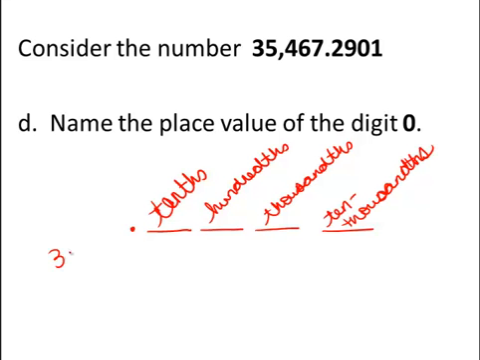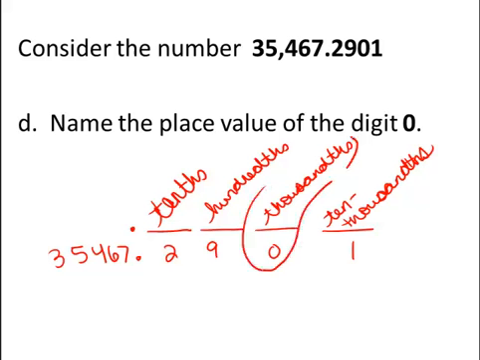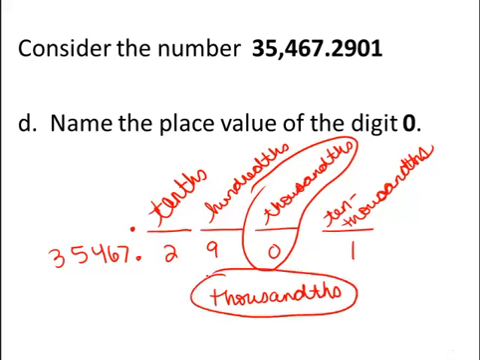We'll line up our number. So name the place value of the digit 0. Our digit 0 is in the thousandths place. And that is the end of this question.